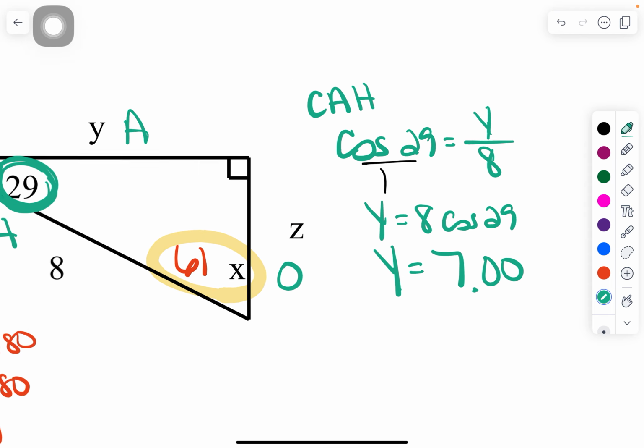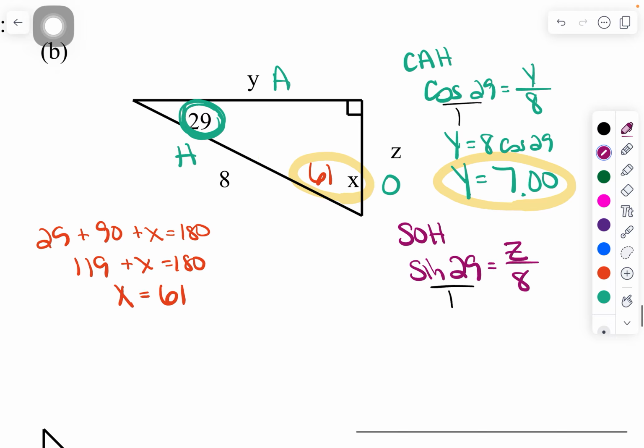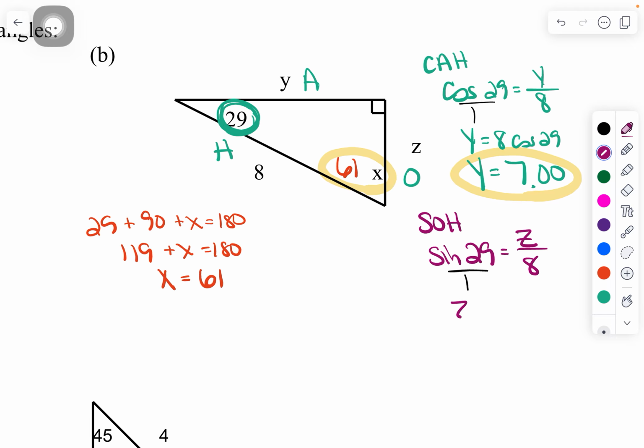I know this keeps bouncing around as I'm popping that calculator in and out, but there is our cosine value for y. We figured out what y is. Now, of course, I need to find what z is. Z is the opposite side. We know the hypotenuse. So the little mnemonic is going to be SOH. So the sine of 29 equals the opposite side, z, over the hypotenuse of 8. We can put that over 1 to cross multiply. So 1 times z is z, and it's going to be 8 times the sine of 29.